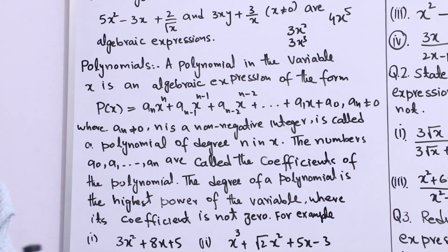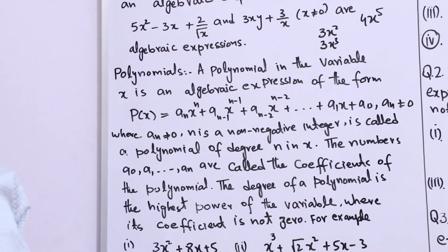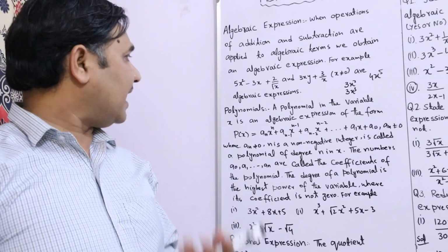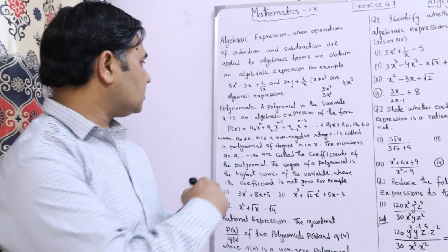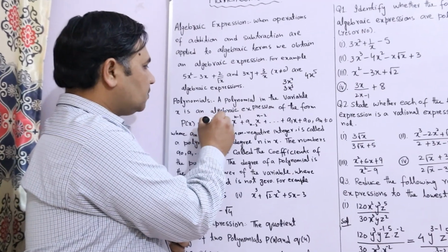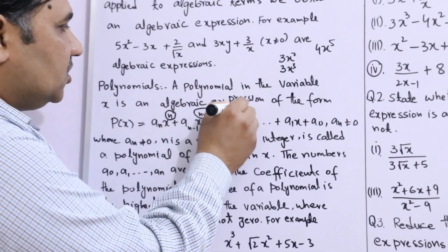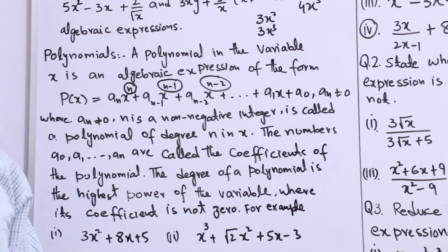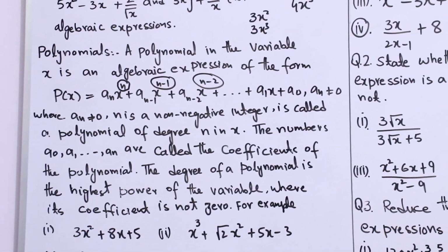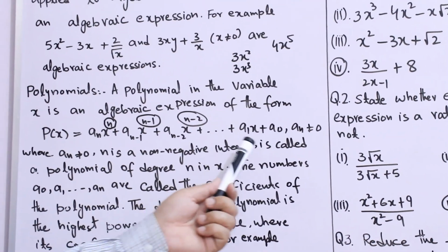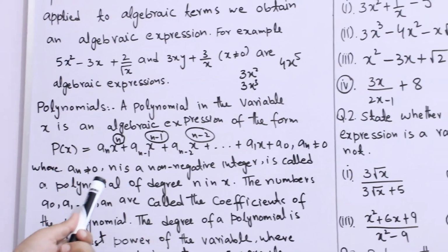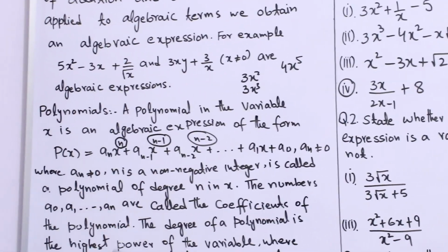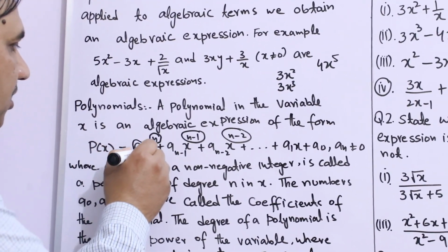The important condition for an algebraic expression to become a polynomial is that these powers should be non-negative integers. This power can be 0, 1, 2, 3 and so on. These can be integers. Another thing is that this is a polynomial of degree n, since here an is not 0.